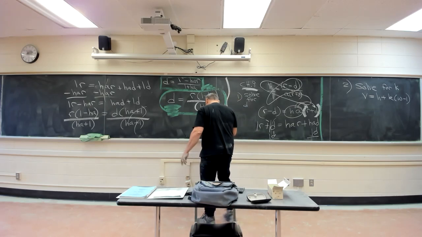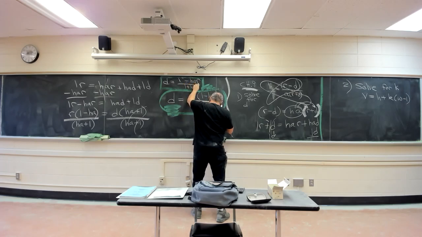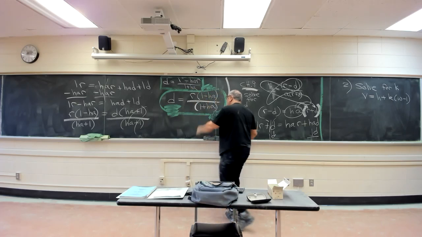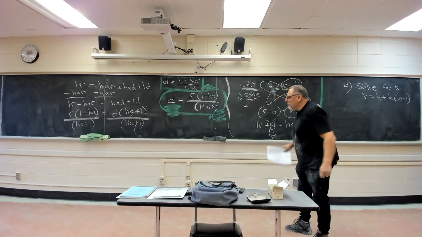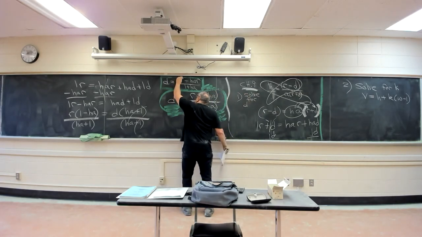They write it R minus AHR over 1 plus AH. Doesn't matter the order. I wrote it like this. That doesn't matter. Both of these are fine. They're pointing to the same answer mathematically.